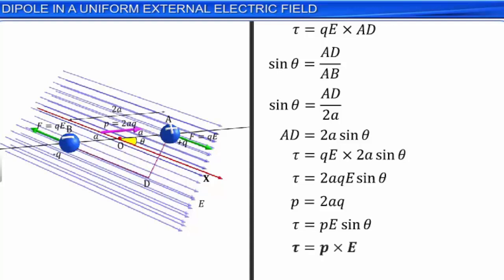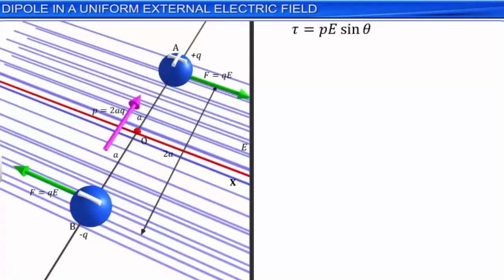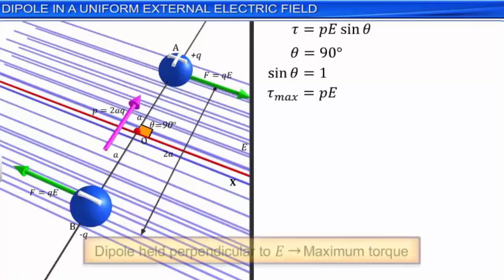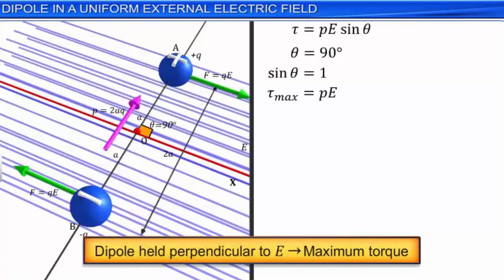If the angle theta is equal to 90 degrees, sin theta becomes 1, and hence the torque on the dipole reaches its maximum. Tau max is equal to pE. Hence, we see clearly that the torque on the dipole is maximum when the dipole is held perpendicular to the direction of the external electric field.